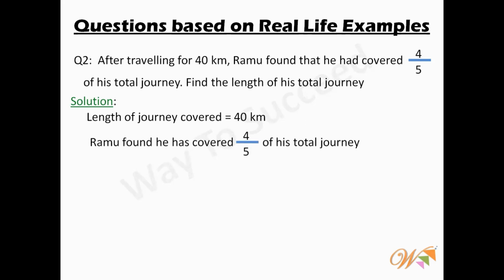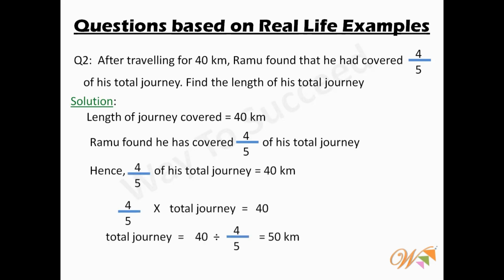That means 4/5 of the total journey is 40 kilometers. So I am converting it mathematically: 4/5 multiplied by total journey equals 40. So total journey equals 40 divided by 4/5. You know how to solve it. 40/1 multiplied by 5/4 will give you 50 kilometers.